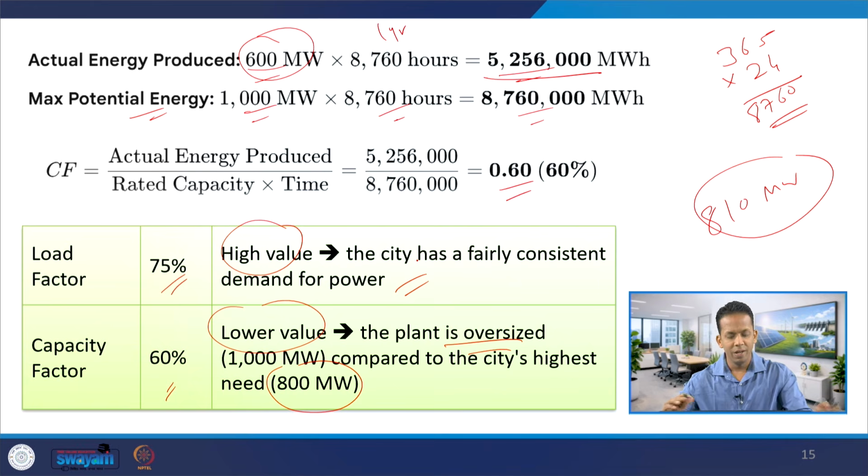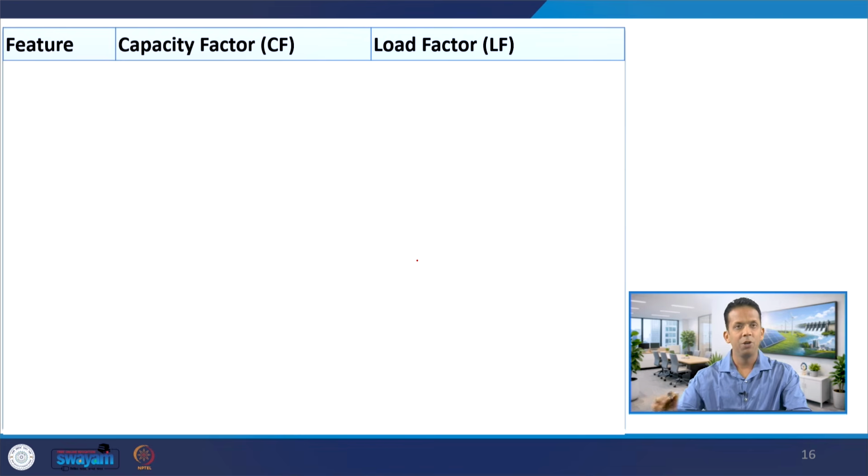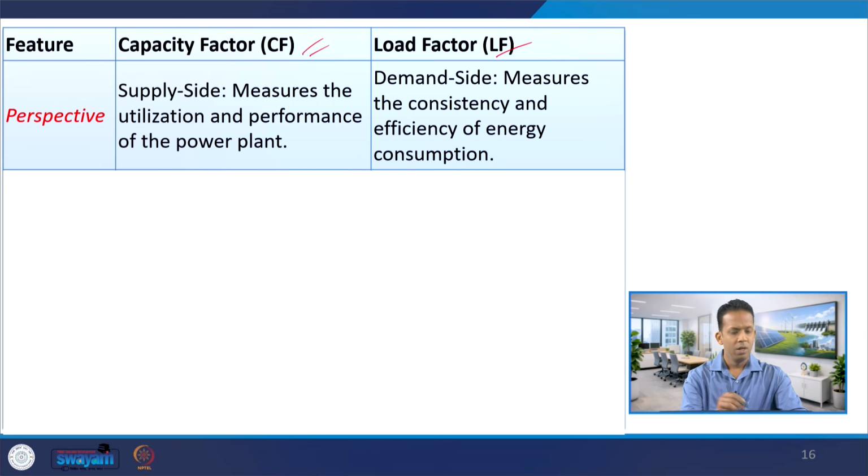Let's look at the comparative distinction between the two factors based on different features. Capacity factor and load factor. The perspective: capacity factor is based on the supply side. It measures utilization and performance of the power plant, based on its capacity and actual electricity generation. Load factor is on the demand side. It measures the consistency and efficiency of consumption or use of energy. Once electricity is produced, how efficiently and consistently it is being used is told by load factor.